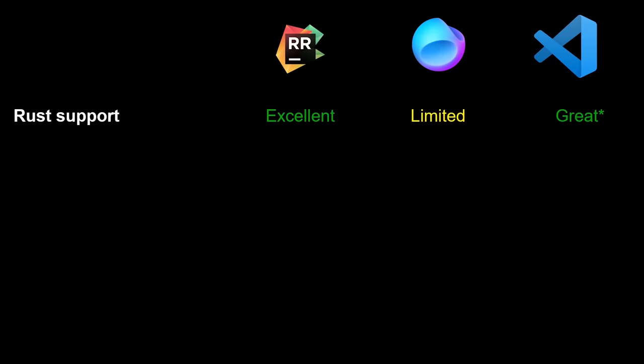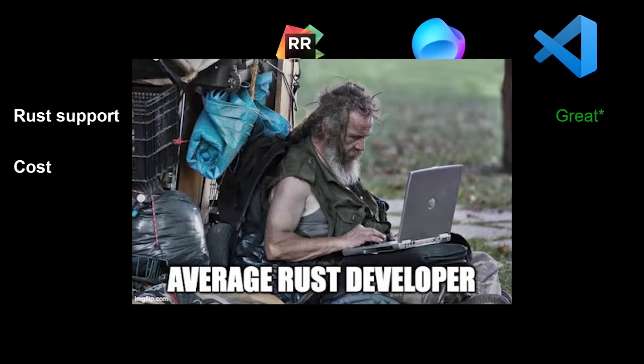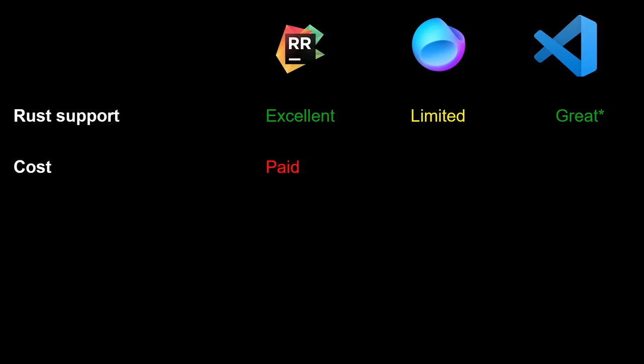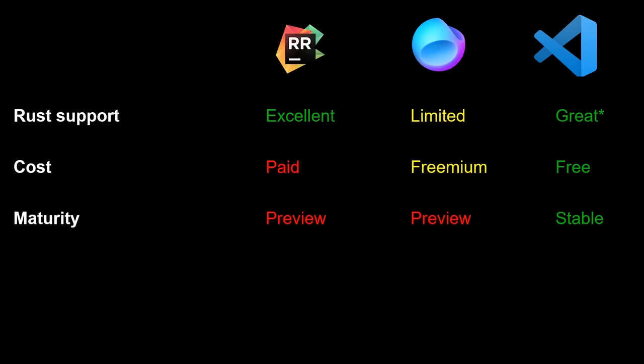Now, one of the biggest downsides to RustRover is that after the preview period, it will be a paid product, which means on top of not being able to make any money writing Rust, you actually have to pay money to write Rust. That being said, JetBrains makes some of the best IDEs in the world, and most of them are behind a paywall, so this is not really a surprise. Fleet, on the other hand, is free for non-commercial use, but paid for commercial development. And VS Code is completely free. When it comes to maturity, both RustRover and Fleet are currently in preview mode, while VS Code is stable and battle-tested.